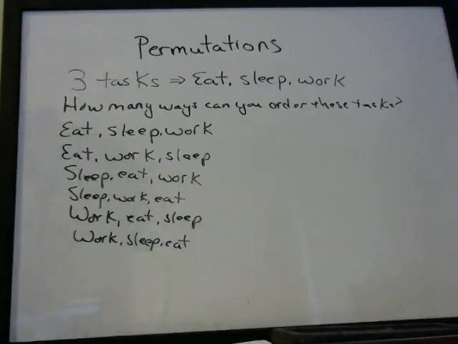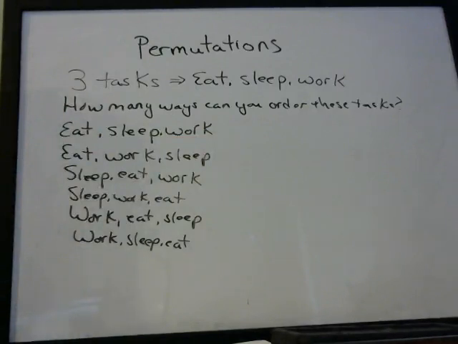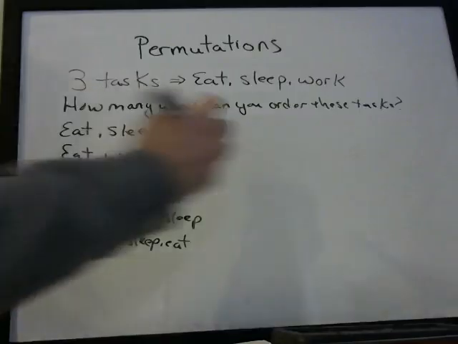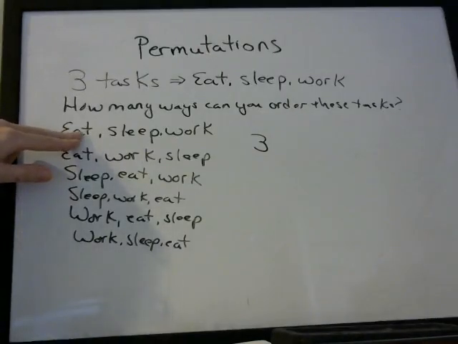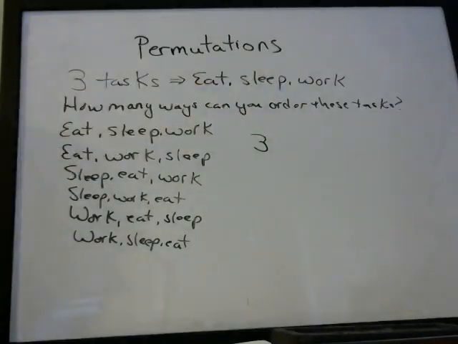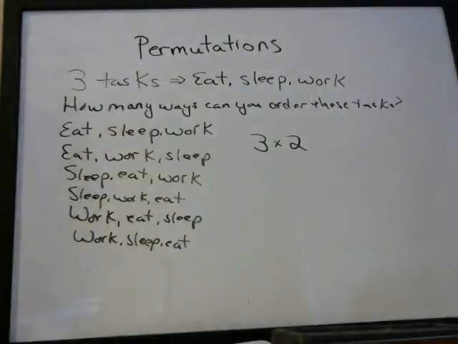So mathematically, the way that we can figure this out is, for the first task that we're going to do, we have 3 possibilities. So we're starting from a clean slate. We can either eat, we can sleep, or we can work. There's 3 different possibilities for that first task. But once we've chosen that task, so once we choose to eat, for our second task, well, there's only 2 we can choose from. We've already eaten, so now we only have 2 things that we can choose from. We can either sleep or we can work. So for our second task, once we've chosen our first task, there's only 2 possibilities.